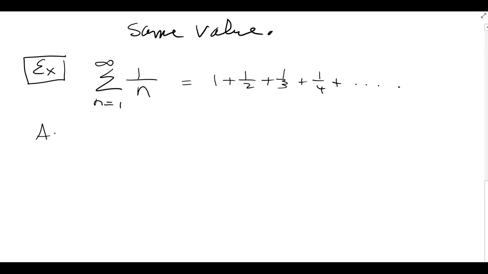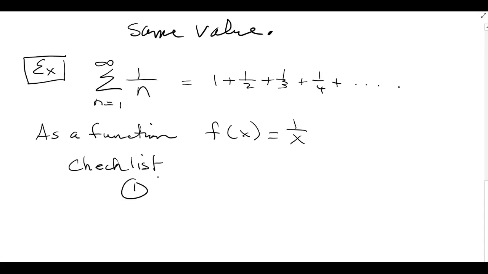So what does it look like as a function? Well, all you're doing is swapping out the n for an x and calling it an f of x. All right, because we're going to use the function to determine the convergence or divergence of the discrete infinite series. All right, our checklist.